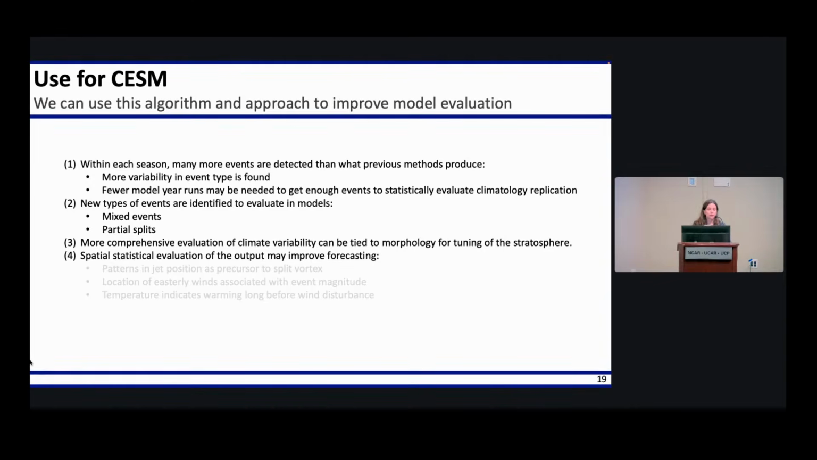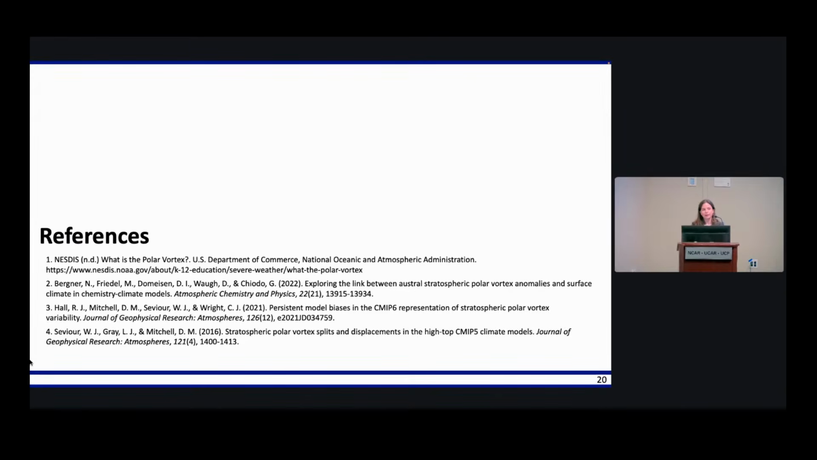And as far as forecasting, this might be able to be used to find patterns in the jet position as a precursor to the events. The location of the easterly winds associated with magnitude, and temperatures typically indicate warming long before the wind disturbance, so we can get a better idea of the duration of the event. Thanks.